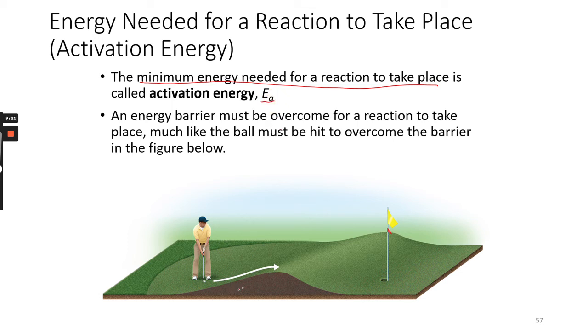So it's kind of like if you've ever played golf or mini golf. This golfer has to get the golf ball above this hill so that it could actually go into the hole. If he doesn't hit it hard enough, it will roll back down. And the height of this hill is your activation energy. So you have to have enough energy to kind of get over this so that the reaction can occur. So think of it as an energy barrier. You must overcome it for the reaction to take place.